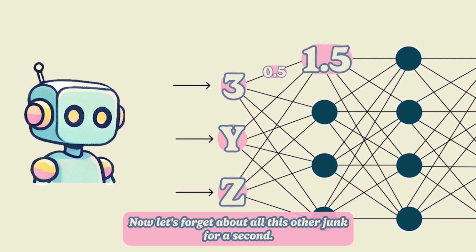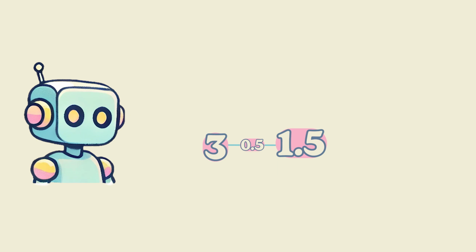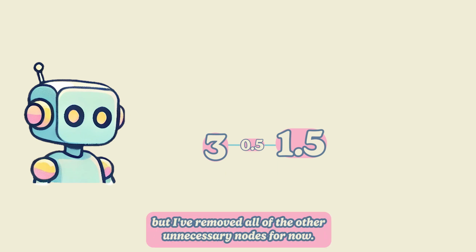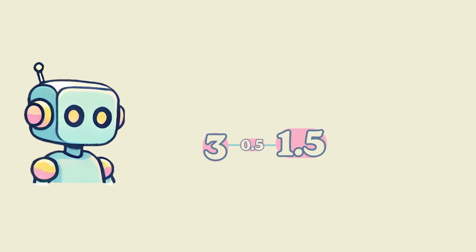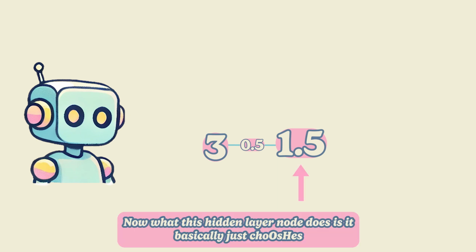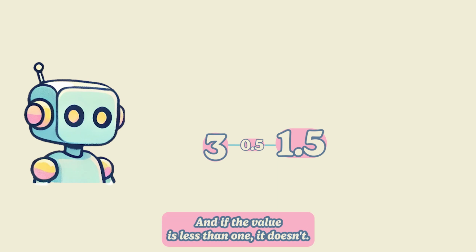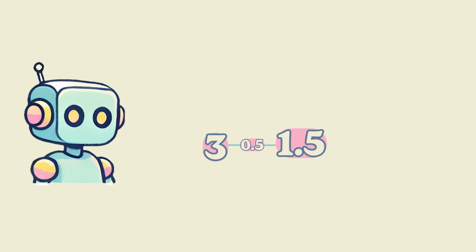Now let's forget about all this other junk for a sec. We've still got our input and our hidden layer, but I've removed all of the other unnecessary nodes for now. Now what this hidden layer node does is it basically just chooses when to activate itself. Let's just say for now that if the value is more than 1, it activates, and if the value is less than 1, it doesn't.